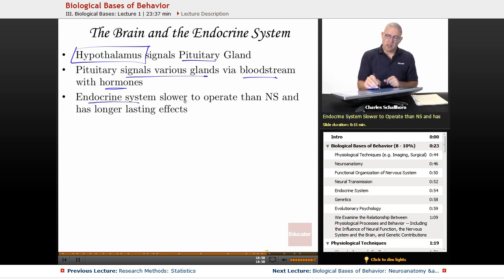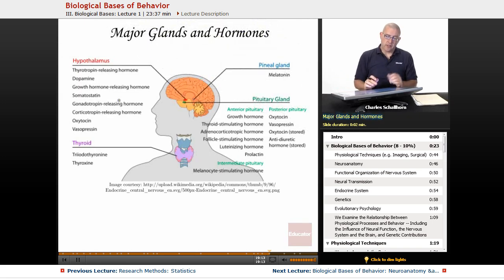And the endocrine system itself is going to be slower to operate than the nervous system and have longer lasting effects. So neurotransmitters will go faster and be quicker responding, but the endocrine system is going to be a little bit slower and last a little bit longer. And so the major glands, this has most of the glands that are going on there.